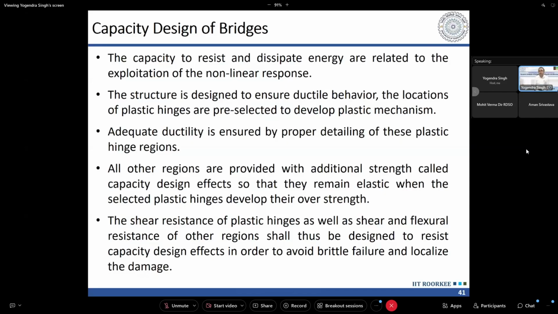So that's why the response reduction factors, which are given in codes, either railway codes or highway codes, for bridges are much less as compared to what you get in case of buildings in IS 1893. Only the flexural action is ductile in case of RCC members, and we have to avoid shear failure. To avoid that, we have to ensure that the shear capacity of the beam, the column or the pier should be higher than its flexural capacity.